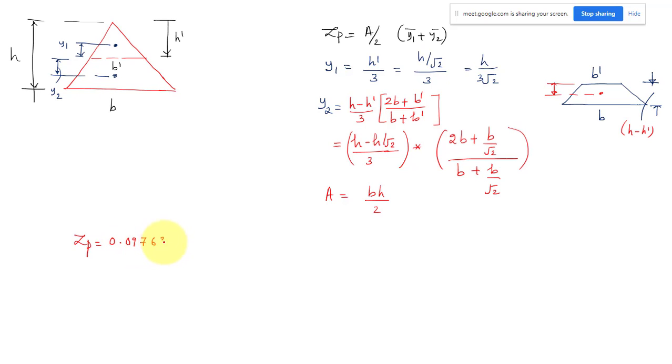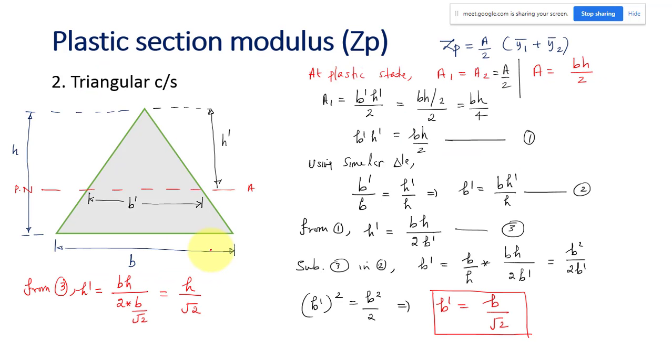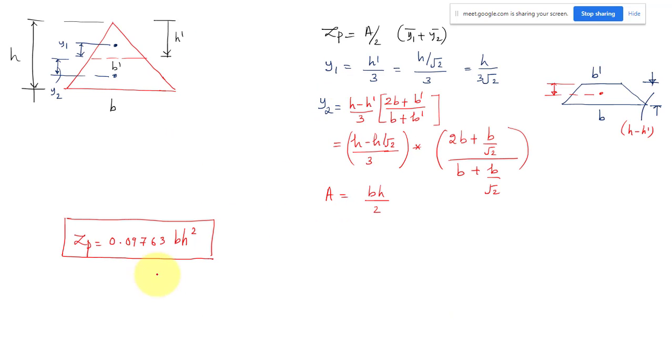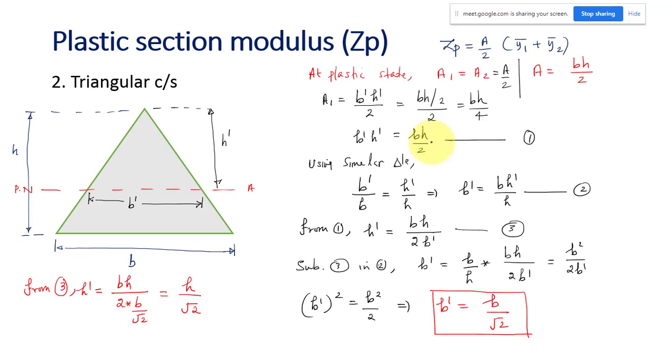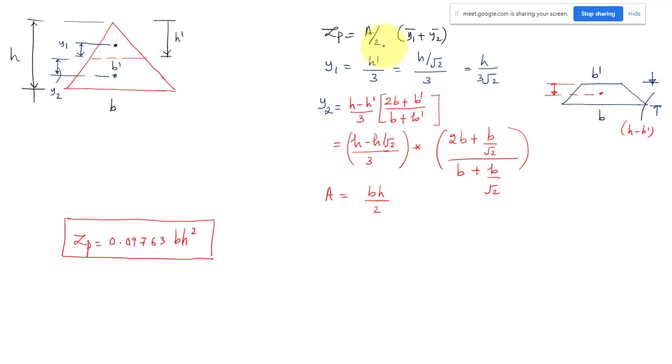0.09763 b h square. This is the value you will be getting for the triangular section. Okay, so this is just one case. If you have a section like this, you can solve like this. This is the procedure you can apply for any section. This is the method you have to apply to find the plastic section modulus. The plastic section modulus is required to find the plastic moment. So I think the first part is over. All the basics up to plastic moment, everything is over.